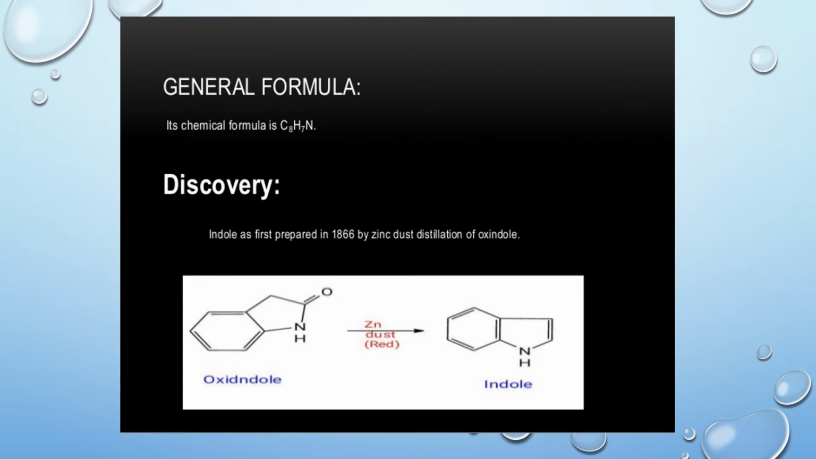Indole's chemical formula is C8H7N. That is, indole is benzopyrrole. It was first prepared by distilling oxindole, a degradation product of indigo, with zinc dust.